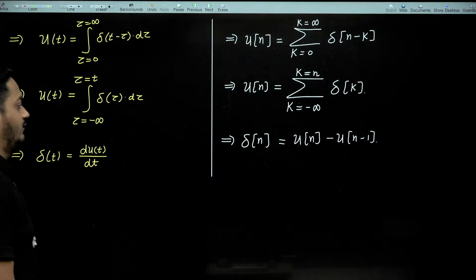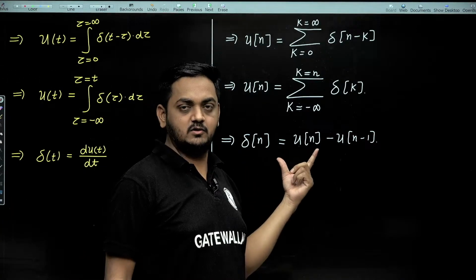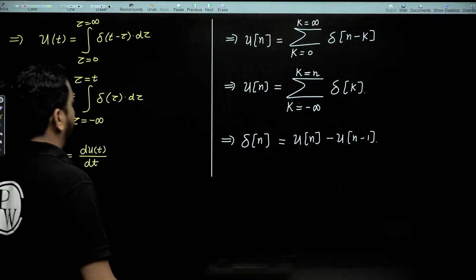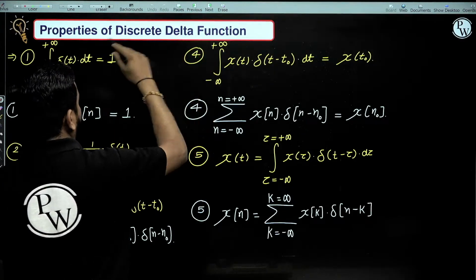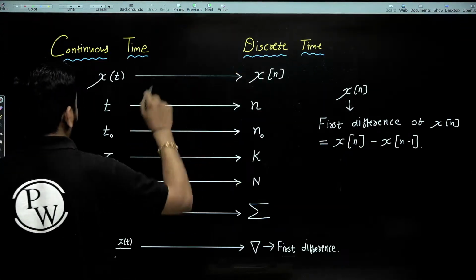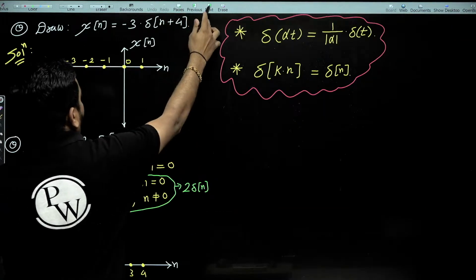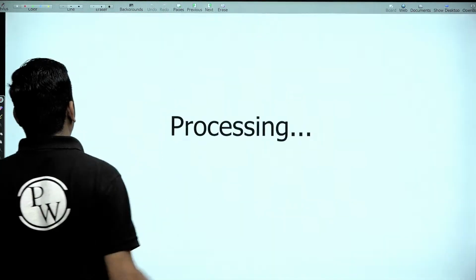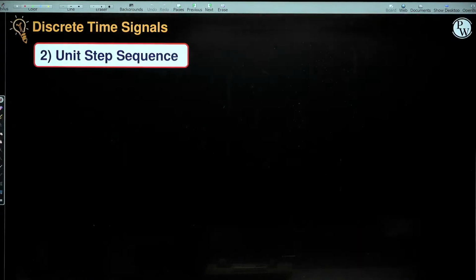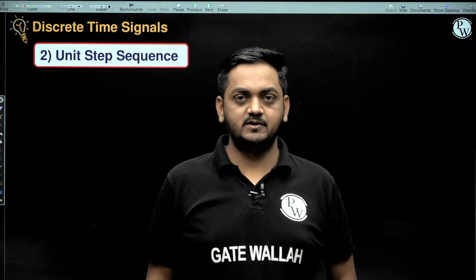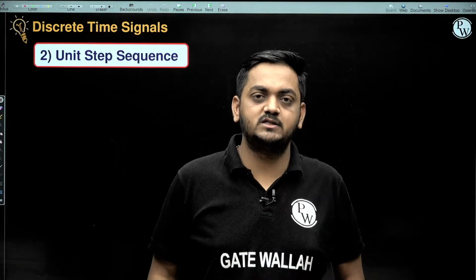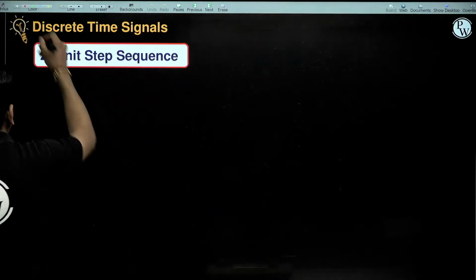Now I will prove this also by the graphical method. So this is all about the different properties of the discrete delta function, or discrete impulse function. Now the next function in discrete time signals is the unit step sequence, like the unit step function in continuous time, in the same way a unit step function for discrete time.